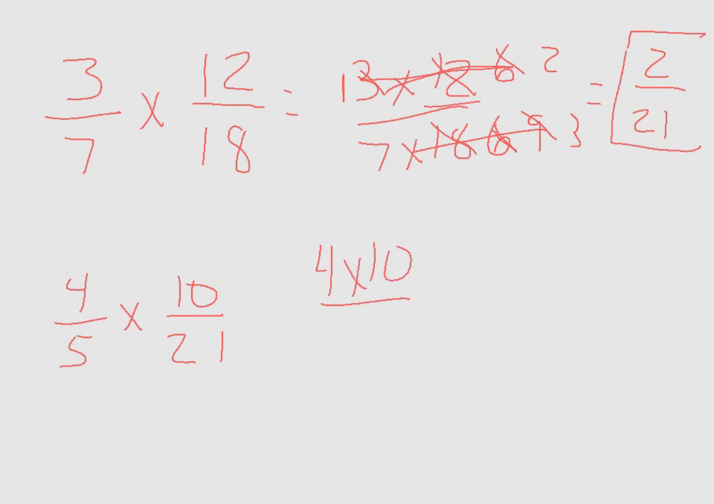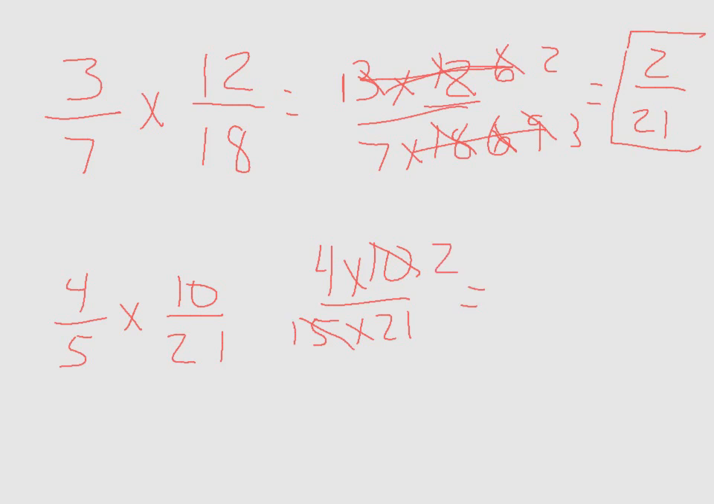4 times 10 over 5 times 21. Well, we know that I see a 5 and a 10. Reduce the 5 and the 10, not the 4 and the 10, because the 5 and the 10 are one on top, one on bottom. So 10's in my numerator. I reduce that by dividing by 5. Turns into 2. 5's in my denominator. So I reduce that by 5.